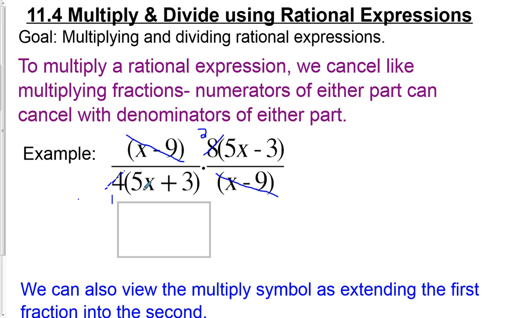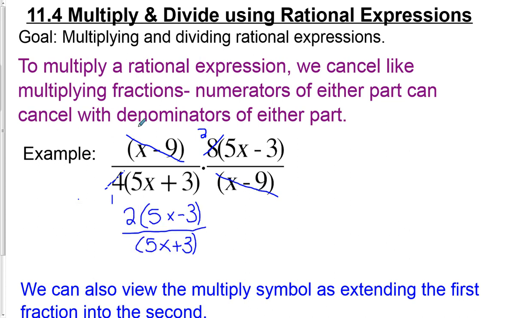Next, 5x minus 3, 5x plus 3. They have parts that are similar, but the different sign makes them different, so they just stay behind. And so my final answer is going to be 2 times (5x minus 3) all over (5x plus 3). Now, what if the 2 happened to be over here instead of over there? If the 8 had switched spots, the answer would still be the same. You just need to make sure that the top multiplies by whatever's on the top and the bottom multiplies by whatever's left over on the bottom. So we'll see that in a couple more problems, and I'll emphasize that.